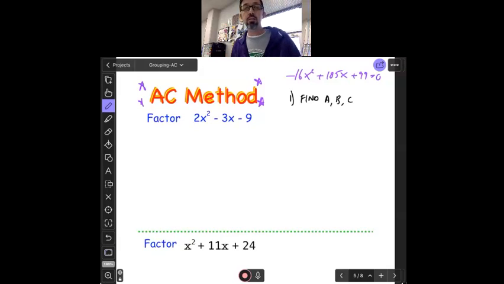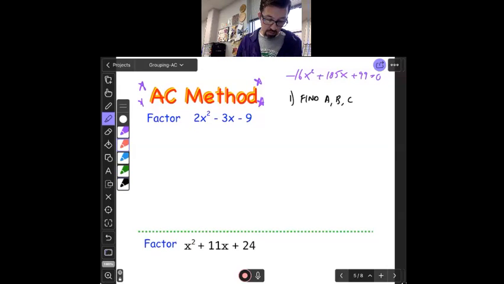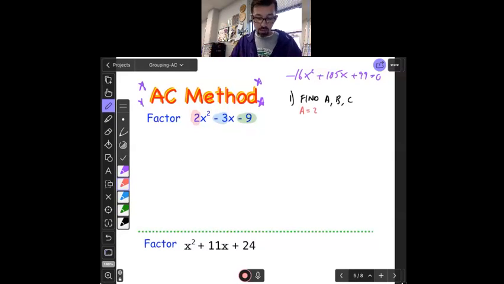Okay. This is in standard form, right? So A is our first coefficient in front of the x squared. B is our second coefficient in front of the x. And C is the constant. Okay. Again, eventually you guys will just do this in your head. You'll say, okay, there's A, there's B, there's C. We'll just identify them. Okay. But right now we're going to write them down.